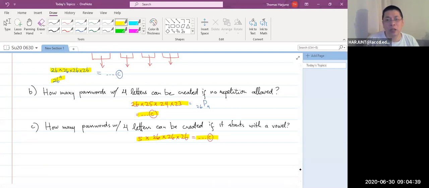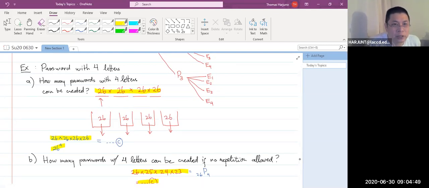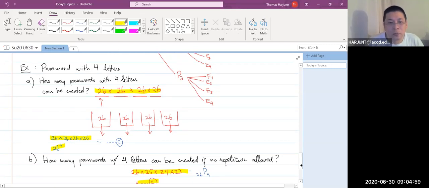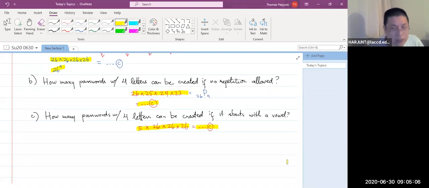Now notice that I use passwords here. You can change this into, for example, a 4-digit PIN. How many PINs with 4 digits can be created? How many PINs with 4 digits can be created if no repetition allowed? And how many PINs with 4 digits can be created if it starts with a prime number, let's say. We have a lot more of those kinds of questions.